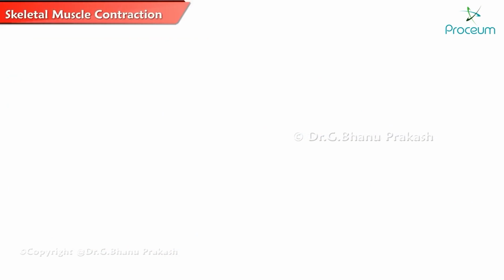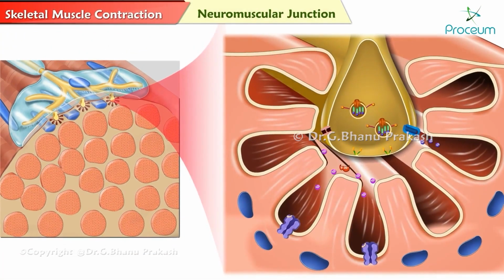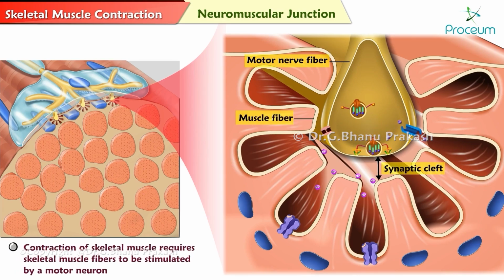Skeletal muscle contraction. Neuromuscular junction. Neuromuscular junction is the site where a motor nerve fiber and a skeletal muscle fiber meet, also called synapse or synaptic cleft. In order for a skeletal muscle to contract, its fibers must first be stimulated by a motor neuron.